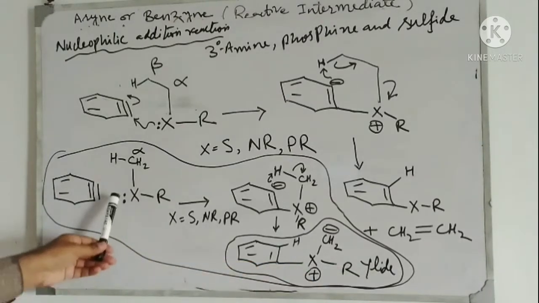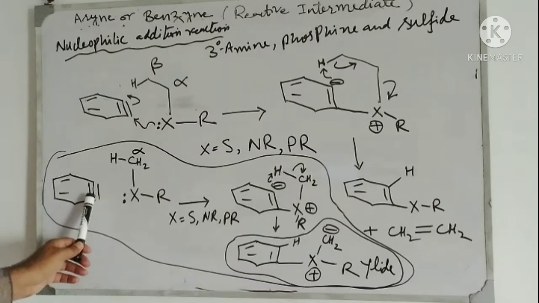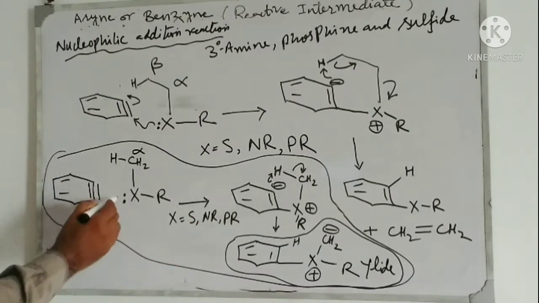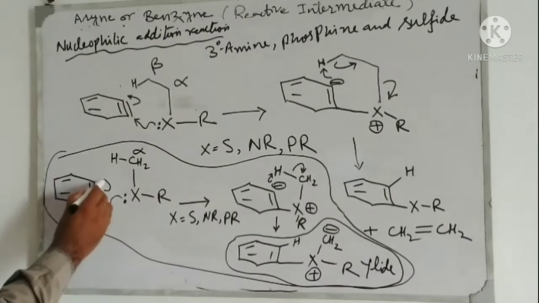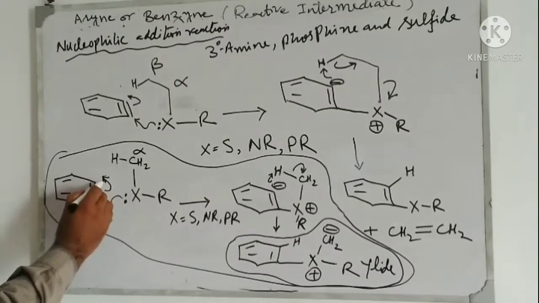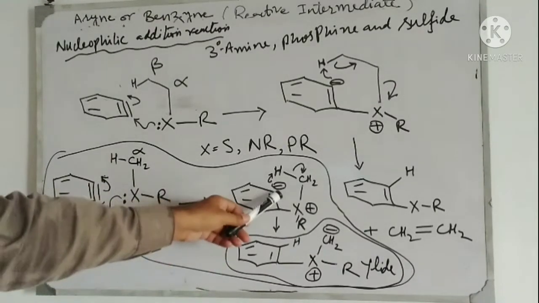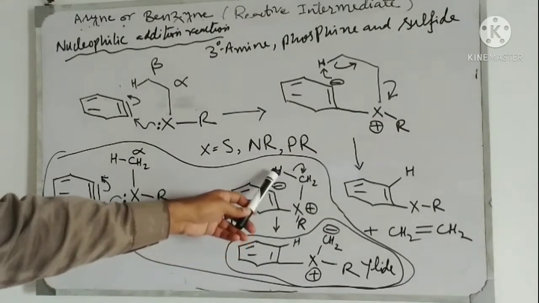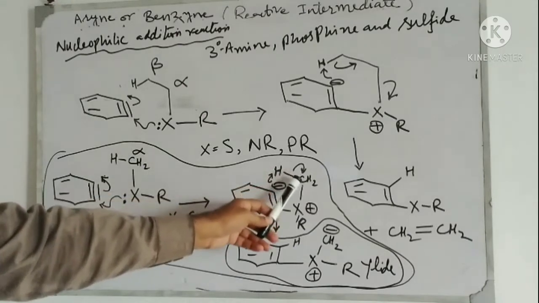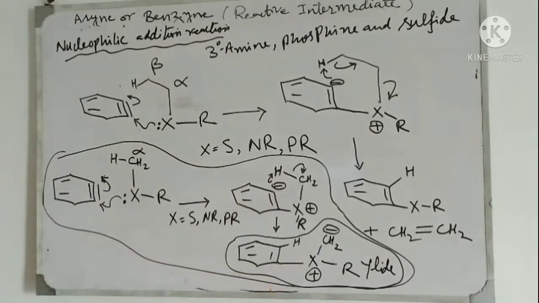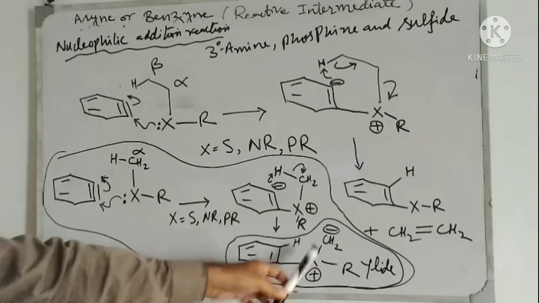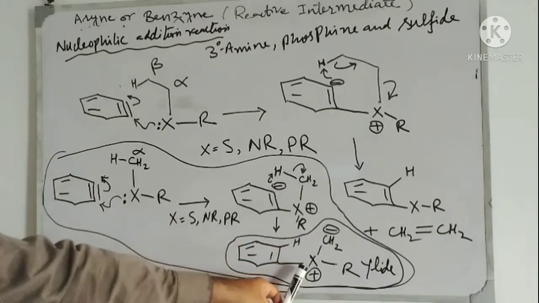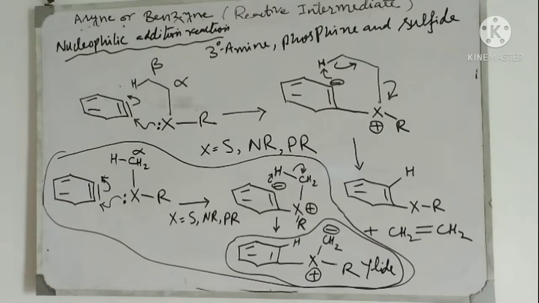So this lone pair of X attacks the benzyne, and this charge is shifted. These 2 electrons are shifted here, so we get a negative charge here. So this negative takes this proton, and then these 2 electrons are shifted onto the carbon to form this ylide. Ylide is a type of molecule in which the positive and negative ends are located within the same molecule. If you studied the Wittig reaction, where we form the phosphorus ylide, you may remember.